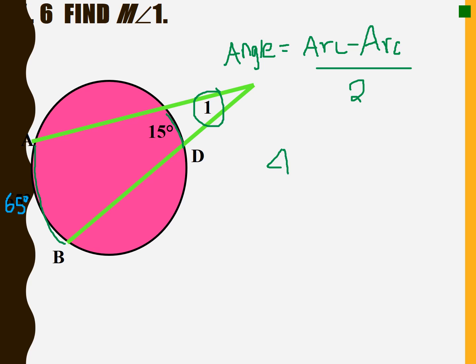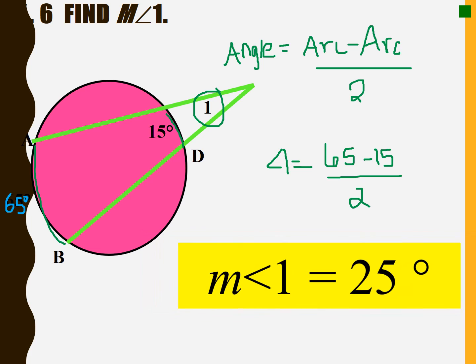So angle 1 equals 65 minus 15 divided by 2. And when you do that and put it in your calculator, you get 25 degrees. So the measure of angle 1 is 25 degrees. Again, pause if you need more time.